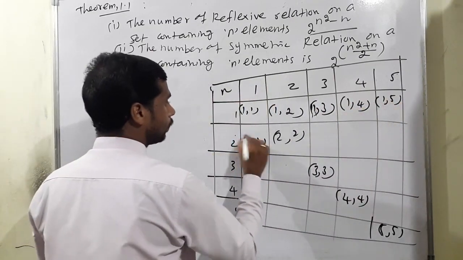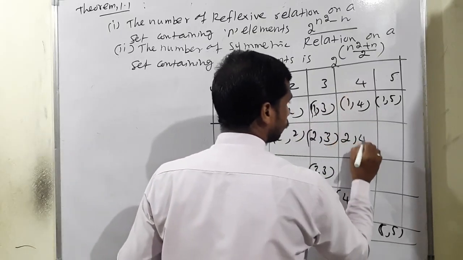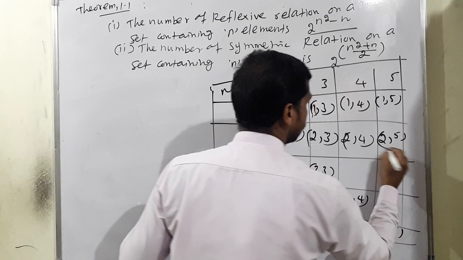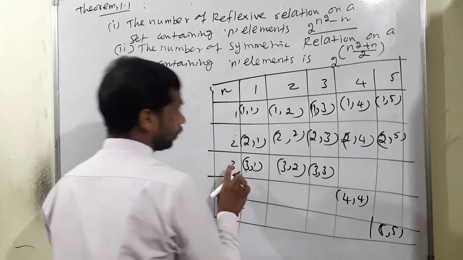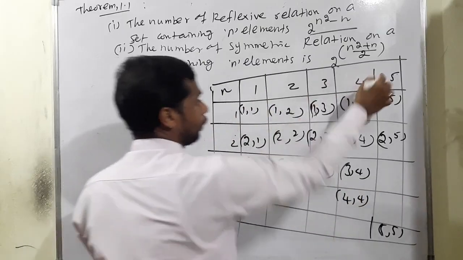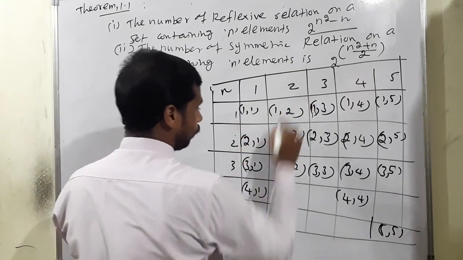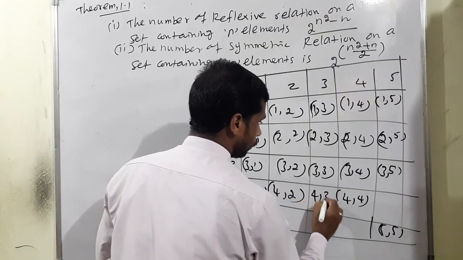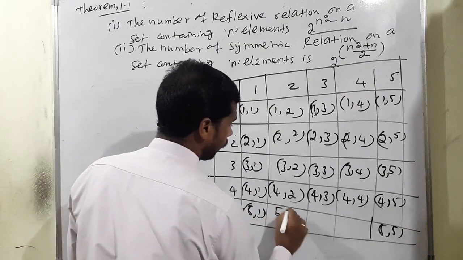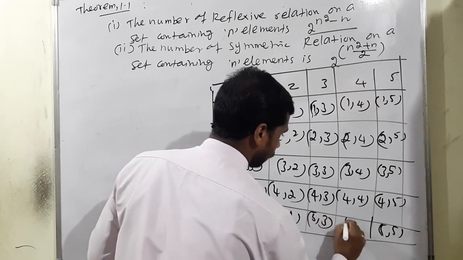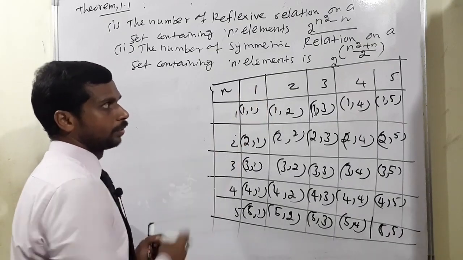2 comma 1. Then 2 comma 2 is already written, 2 comma 3 will come. Then 2 comma 4, and 2 comma 5. Then 3 comma 1, 3 comma 2, 3 comma 4, 3 comma 5. Then 4 comma 1, 4 comma 2, 4 comma 3, and the last one 4 comma 5. Again 5 comma 1, 5 comma 2, 5 comma 3, 5 comma 4. So just consider 5 into 5, isn't it? So 1 into 1, 2 into 2, 3 into 3, 4 into 4, 5 into 5.